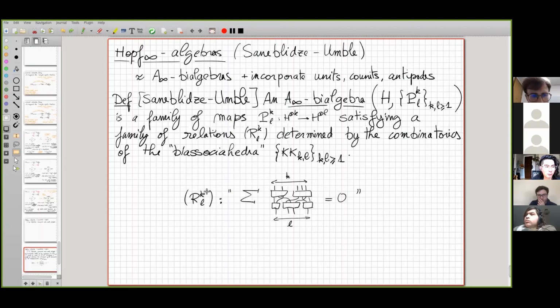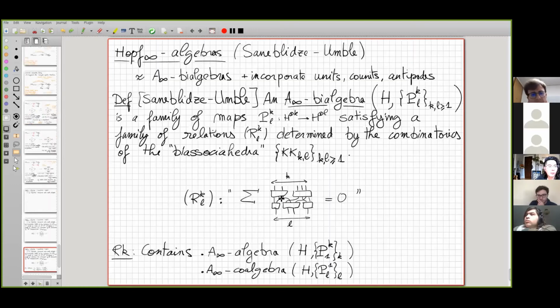So for each k and l, you have k inputs and l outputs, and you sum over some complicated things here. I'm not sure exactly what counts and what doesn't count, but the polytopes should tell you this. And the observation is that such an infinity bialgebra contains both an algebra and a coalgebra. So if you specialize to l equals 1, you get an infinity algebra, and if you set k equals 1, you get an infinity coalgebra. And that's the structure we expect to have on the Morse homology of the Lie group.